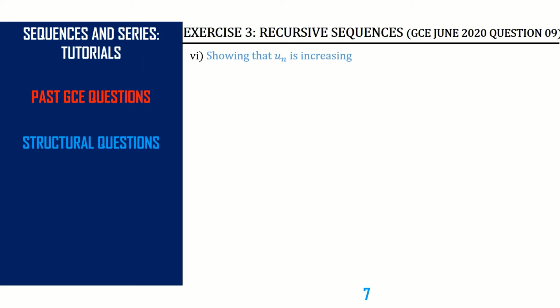Roman 6 is asking us to show that the sequence u of n is increasing. To show that the sequence is increasing, we just need to show what? That u of n plus 1 minus u of n is greater than or equal to 0. Now this is our u of n plus 1 that we had earlier.